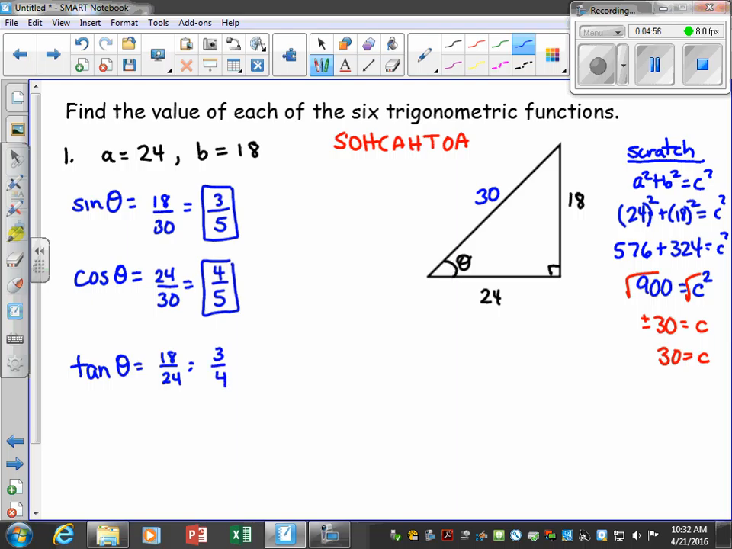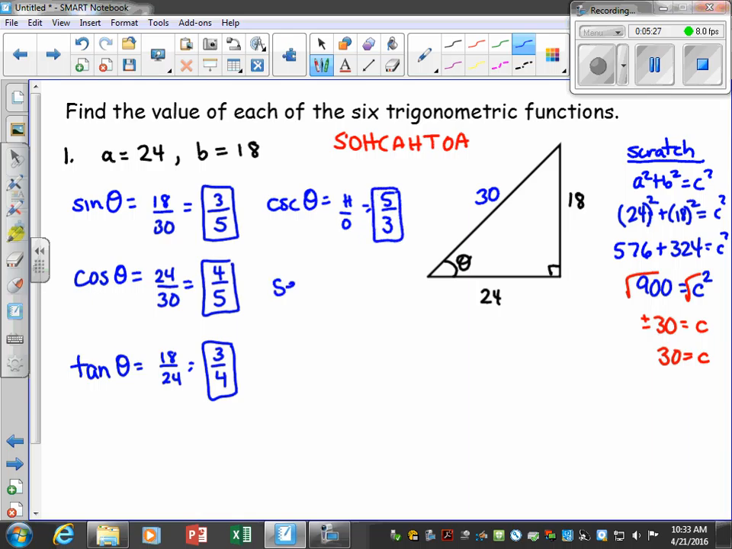Alright, we're going to come back up here. Let's do cosecant theta, which is just the reciprocal. We can do that by our definition, hypotenuse over opposite, or what else can we do? We can take the reciprocal of sine right there, so I'm just going to make a note. That's hypotenuse over opposite, which is just going to be 5/3.